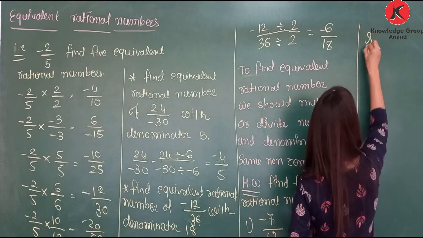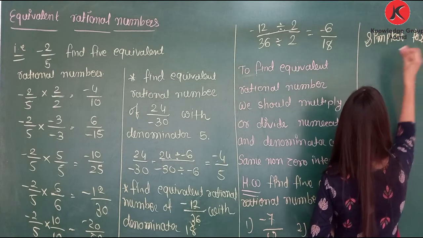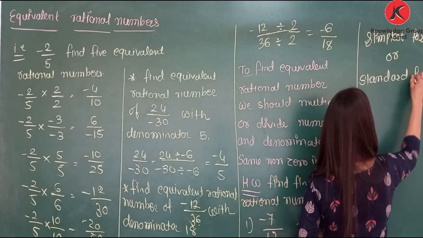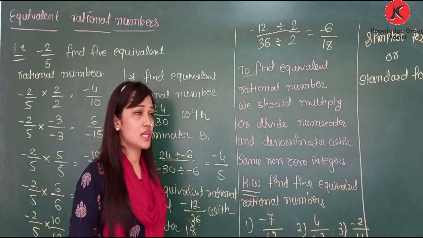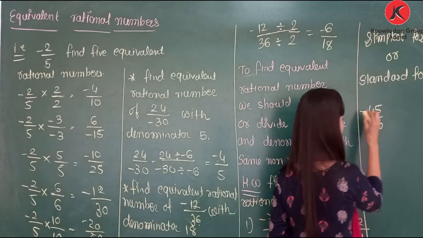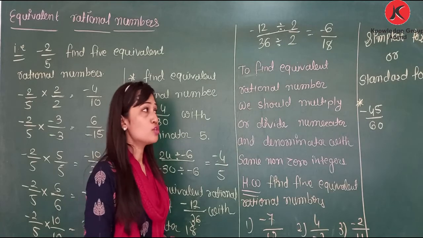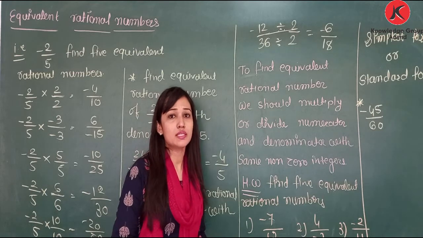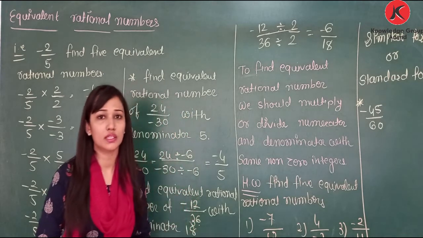Next, the simplest form, or you can say standard form. So what is the simplest form or the standard form? If we have a rational number like minus 45 by 60, we are taking one example, minus 45 by 60. To find the standard form, the numerator and denominator must have a common factor of only 1. You need to cancel out all common factors other than 1.